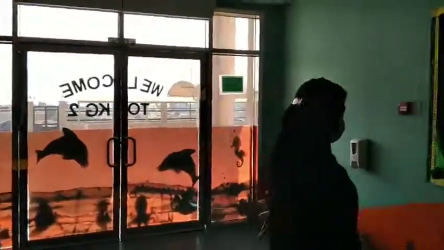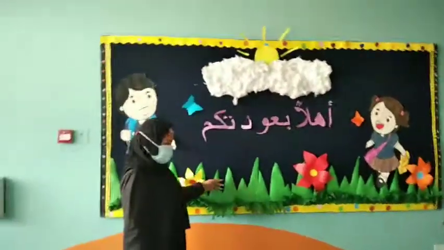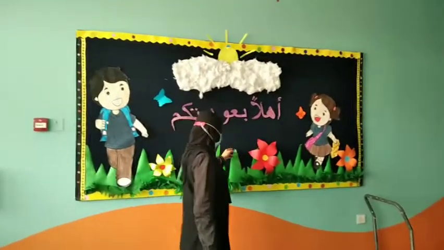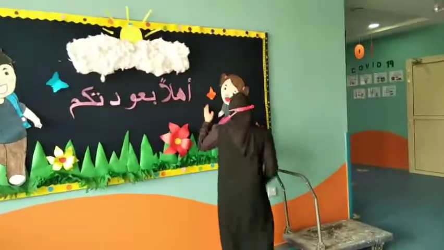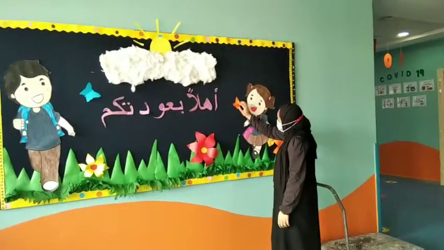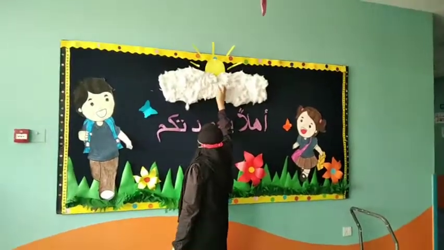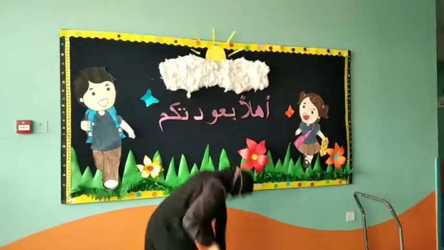And we have also Arabic boards, as you see. We have 3D flowers, and also grass, 3D grass, and 3D also butterfly, and this one, what is it?